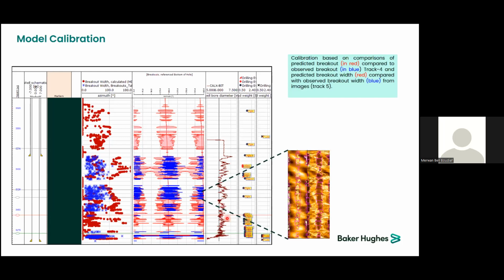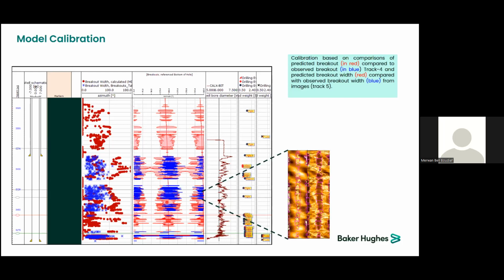You can also have a look at the drilling events, for example tight holes, reaming, etc. You can relate those events to the failures that are happening at certain depths, so you can explain those drilling events by the failures that are happening.